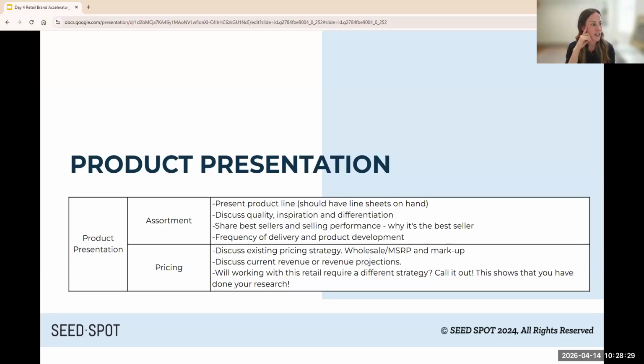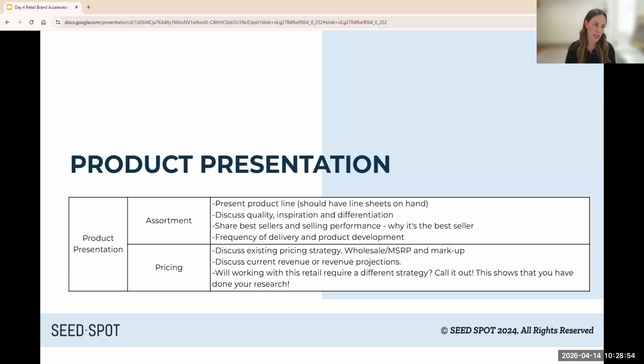Okay, product presentation. This is where you're going to present in more detail your product line sheet, and discuss the quality and the inspiration. Buyers love to know your best sellers. That's going to be really important to them. If you have a hero product, this is when you're going to call that out. If you have any selling performance, definitely put in as many numbers as you can.